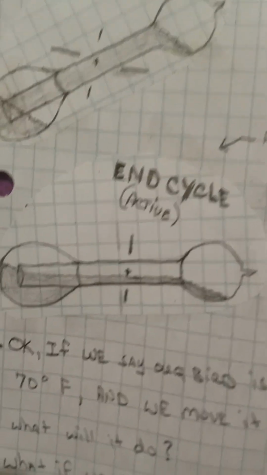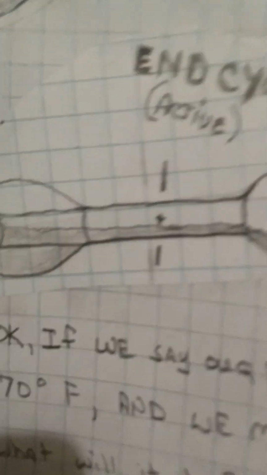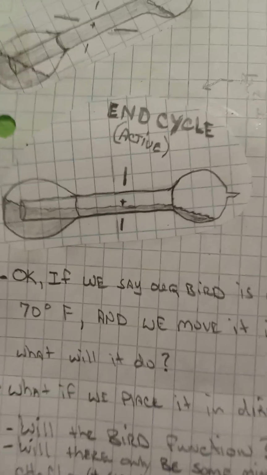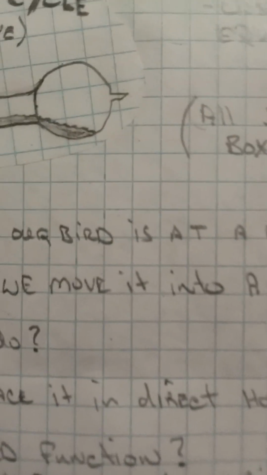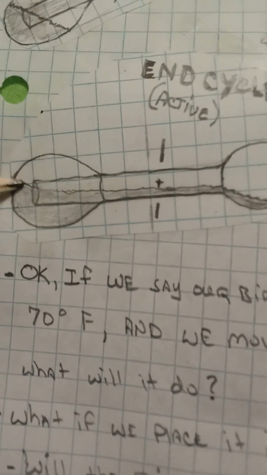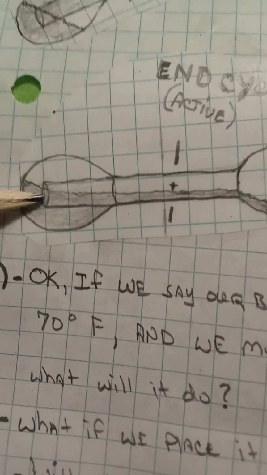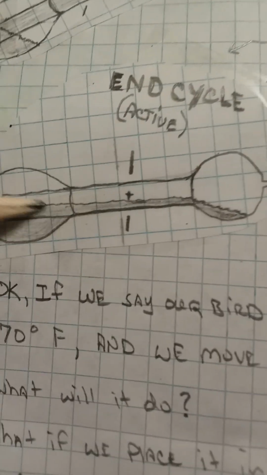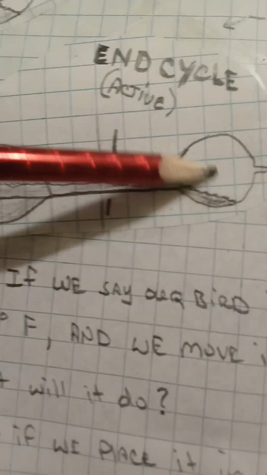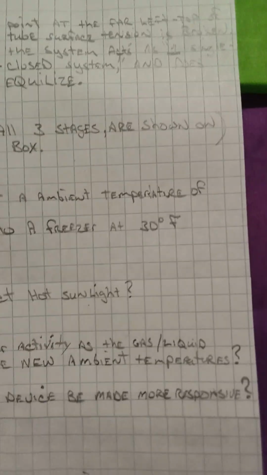Now, we then next enter the end cycle of the active. At this point, the liquid and the surface tension at our far left side is broken from the bottom of the tube, and the system equalizes, becoming one complete, single, enclosed system. Now, these are shown on the box in several pictures so that you can see that.